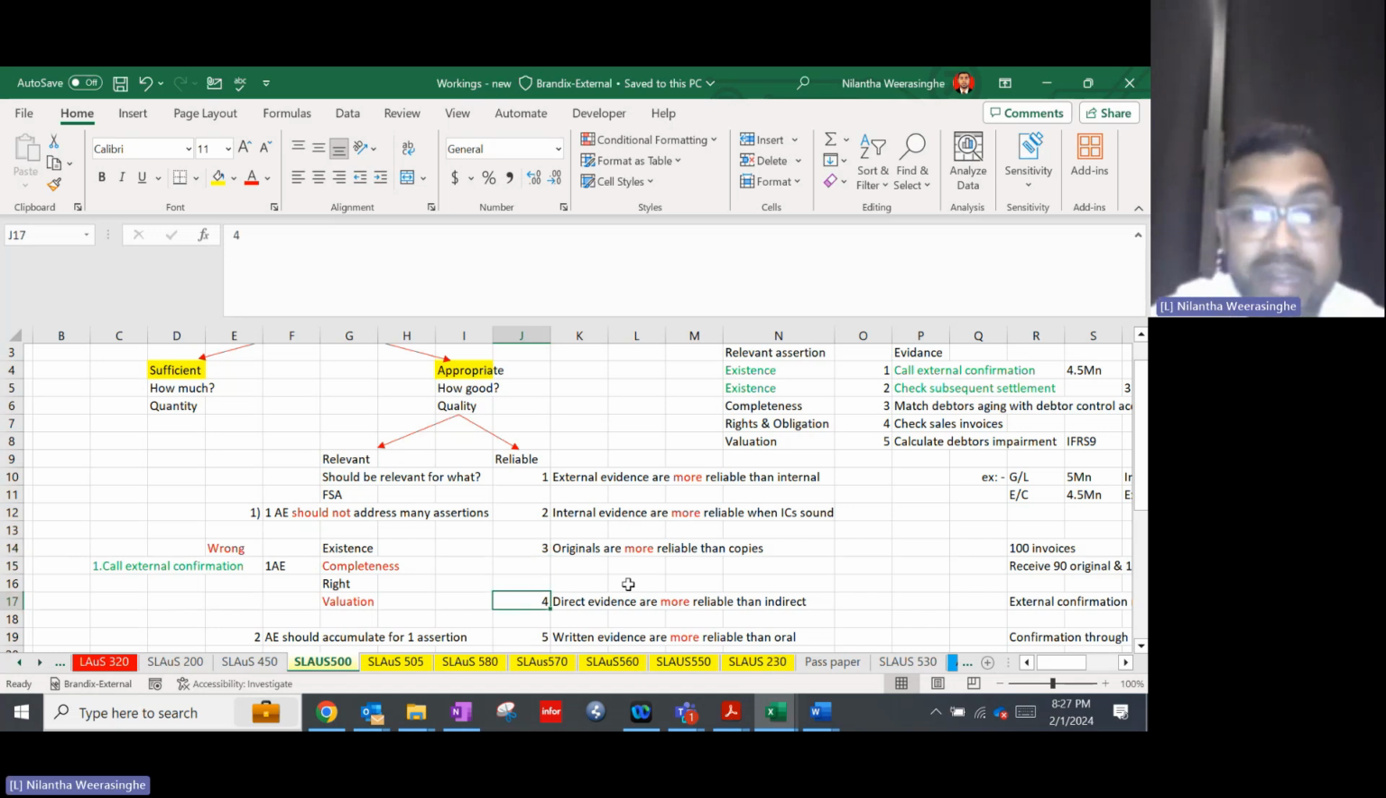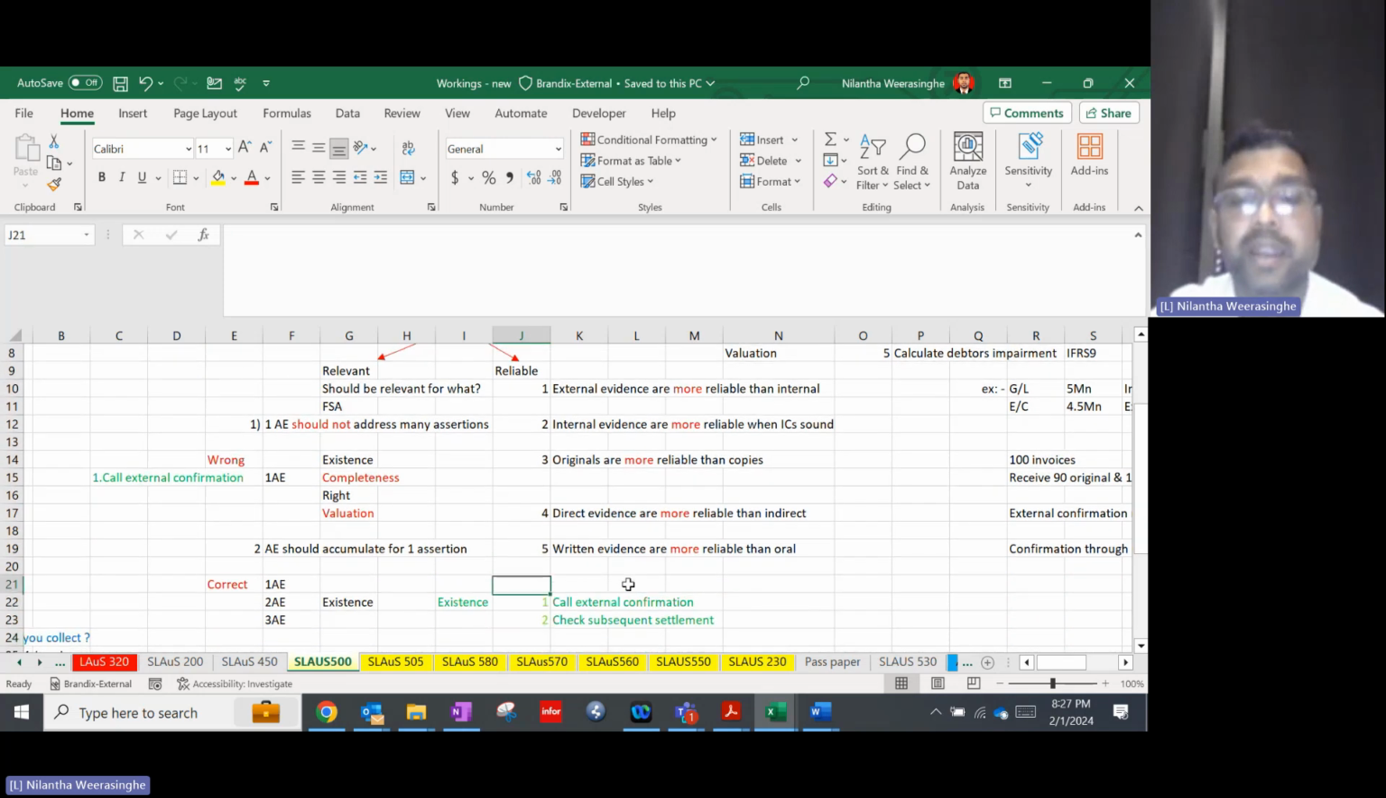Fourth, direct evidence is more reliable than indirect. The auditor should be able to collect direct evidence from parties. Let's say bank confirmation: the banker should send it directly to the auditor. Debtors should send confirmation directly to the auditor, not through the client. If you take it through the client, reliability can be less. The client can amend the document or keep it without sharing with auditors. So reliability can be questioned.